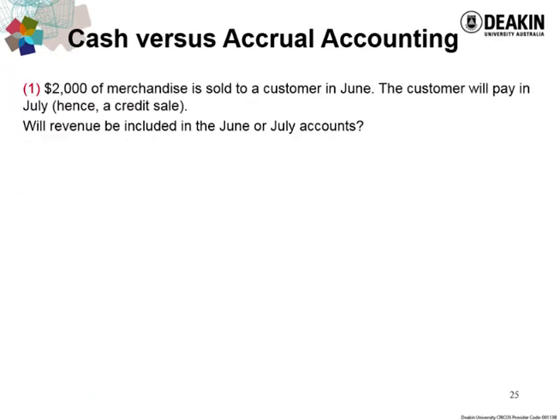Okay, let's have a look at a few examples. In the first case, $2,000 of goods are sold to customers in June, but the customer will only pay in July. This is an example of a credit sale. If we were to apply accrual accounting, we will record the revenue in June or July in this case. We will record it in June because we have sold the inventory to customers in June and we earned the revenue in June.